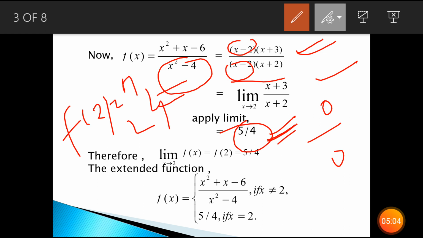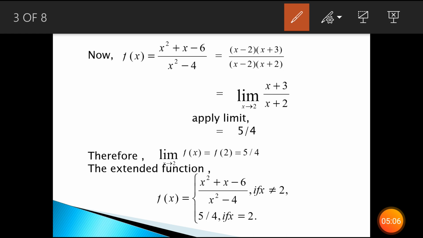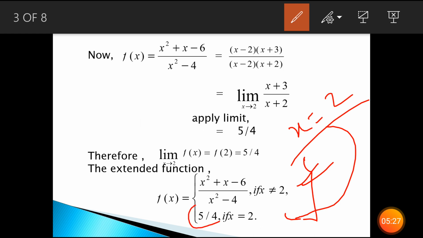Okay, so we are going to use this value and define the function again. How? The function is (x square plus x minus 6) upon (x square minus 4), that is given. So if x is not equal to 2, because only at x equals 2 it is creating problem, for x equals 2 we have put this value, that for x equals 2 our function is 5 upon 4. Okay, so this is how we are going to remove this discontinuity.